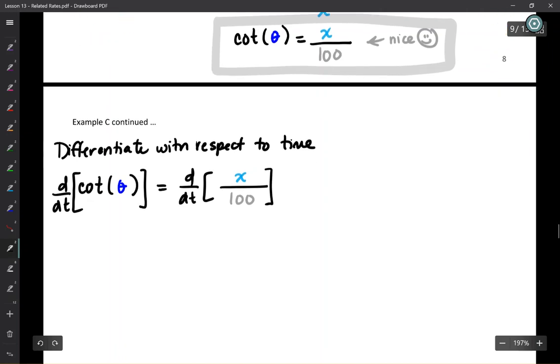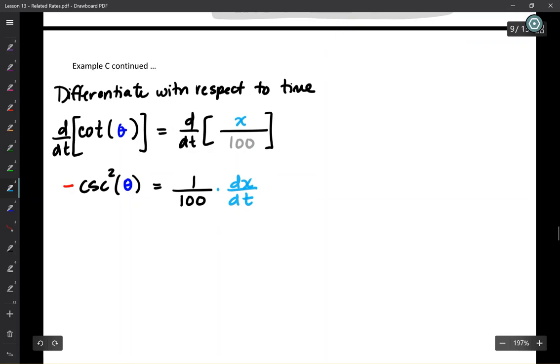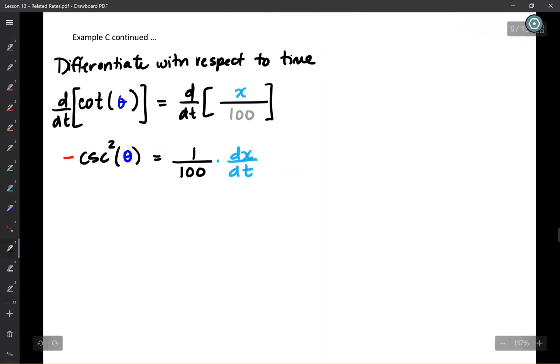The derivative of cotangent is minus cosecant squared. The derivative of x over 100 is 1 over 100. But wait a second, chain rule. x changes with respect to time. I have to multiply by dx dt, or x prime if you prefer. Right? And now we're going to substitute in the known information and solve.